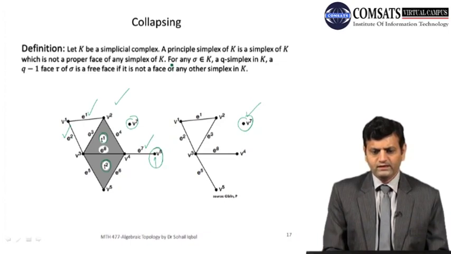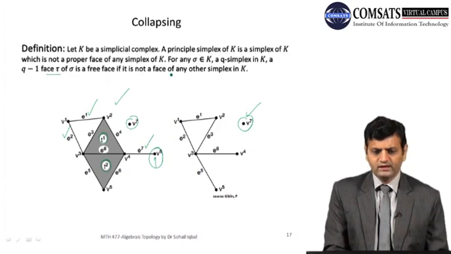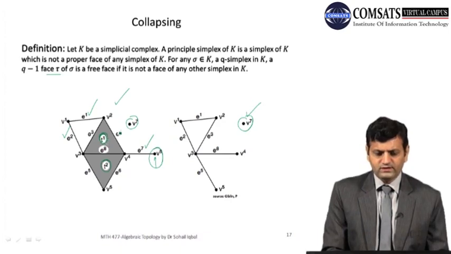Now for any sigma belonging to K, a q simplex in K, a (q minus 1) face tau of sigma is a free face if it is not a face of any other simplex in K. Let's for example consider T1, which is a principal simplex. In this case E4 is a free face, because E4 is not a face of any other simplex in this simplicial complex. Similarly, E5 is not a face of any other simplex other than T2, so E5 is a free face of T2.